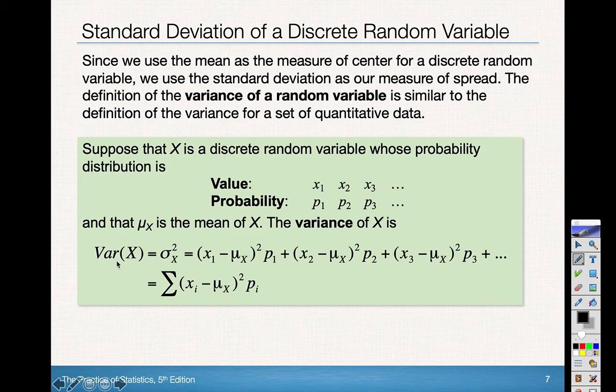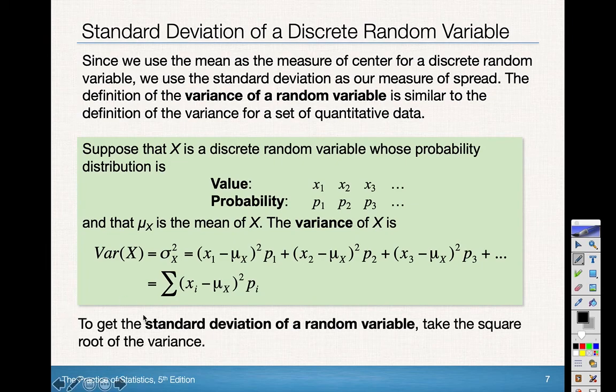The variance, capital VAR of capital X, is outcome minus its mean, squared, times its probability, plus outcome minus mean, squared, times probability. You add all of those up. That will be the variance. To get the standard deviation, just like we did in chapter 1, section 3, square root the variance. So we have variance and standard deviation. It's going to be important to remember the difference between them. Standard deviation is the square root of the variance.